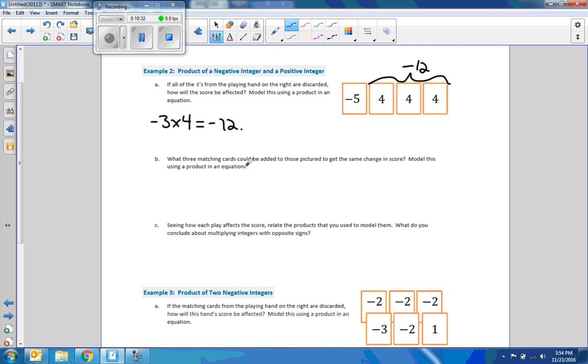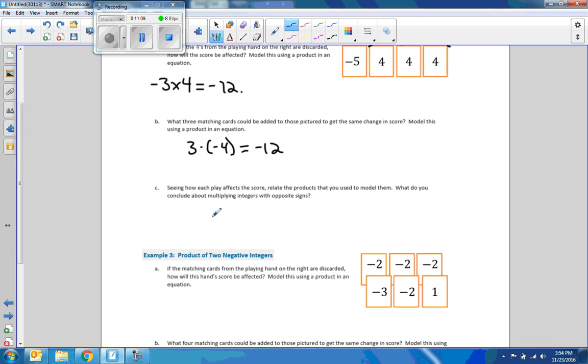What 3 matching cards could be added to those pictured to get the same change in score? Model this using a product equation. Okay, to get the same change in score, we would add 3 negative 4s. The equation would be 3 times negative 4 equals negative 12. So what they're saying is if we only had this negative 5 and we wanted to decrease it by 12, what would we have to draw? We'd have to draw negative 4, 3 times to get negative 12.